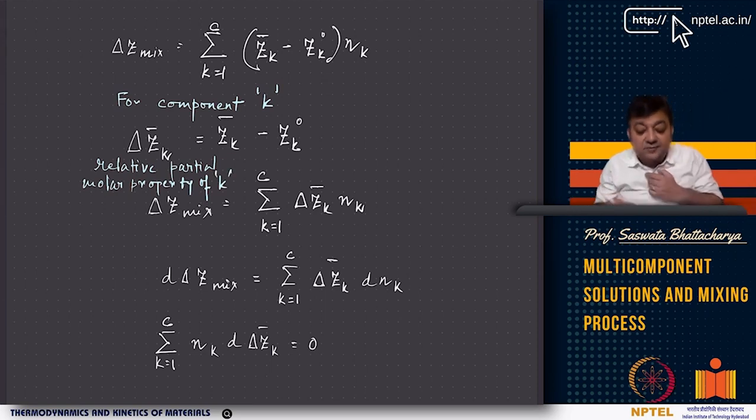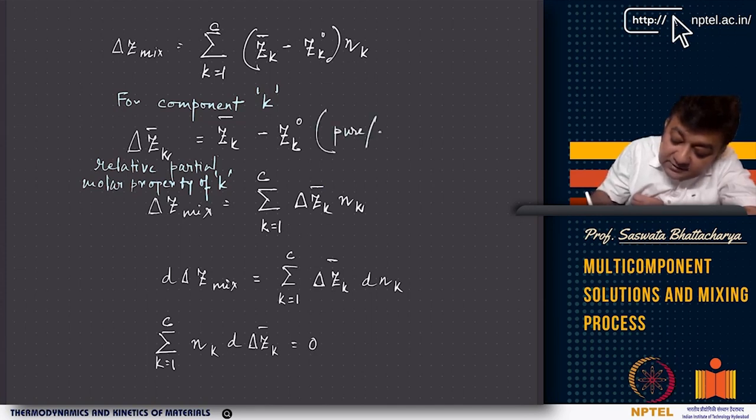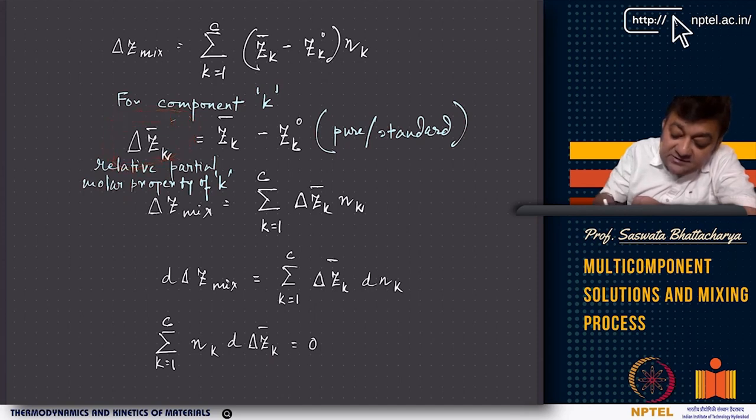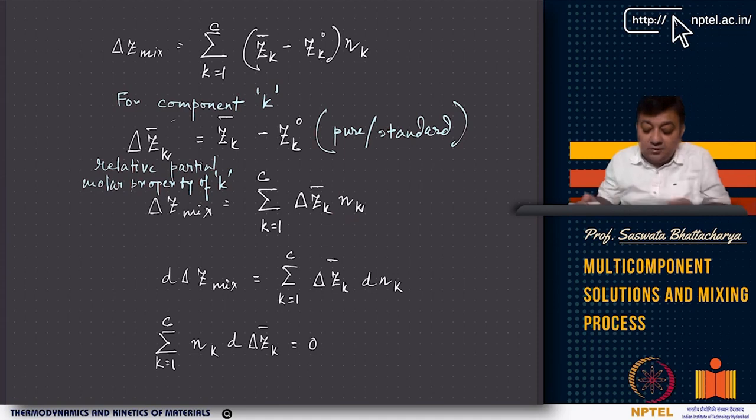Okay, or change in partial molar property of component K due to mixing. So delta ZK bar is basically ZK bar minus ZK zero. Again, this is nothing but the pure slab standard. Now, therefore, delta Z mix, which is basically the sum of this, delta ZK bar. So if you can see here, I am having this delta ZK bar, and instead of this, I am writing this directly as delta ZK bar. So delta Z mix is delta ZK bar multiplied by NK and summed over all components.